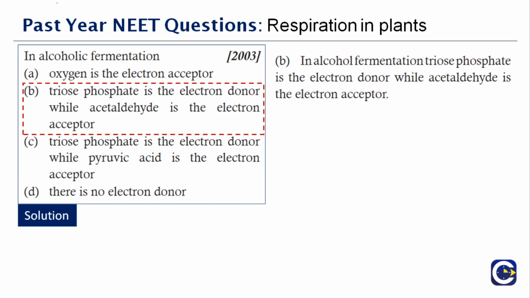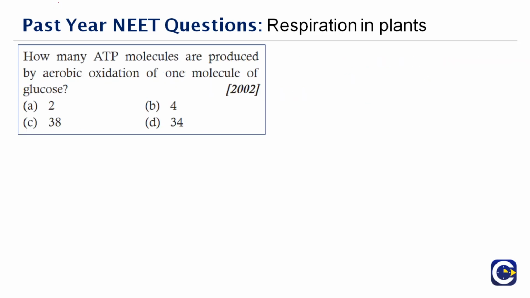Very easy question for you to answer. Next question, which was asked in the year 2002. How many ATP molecules are produced by aerobic oxidation of one molecule of glucose? I think you know what the answer is. Now this process, it is very easy for you to understand here.